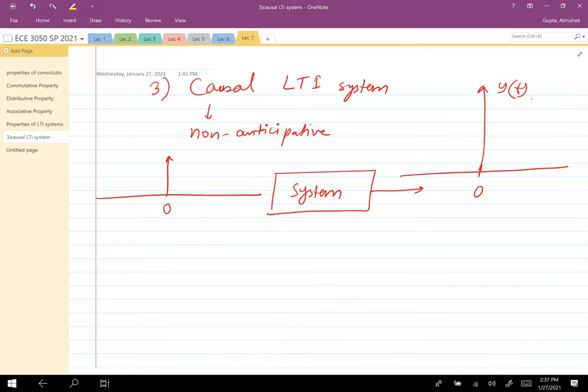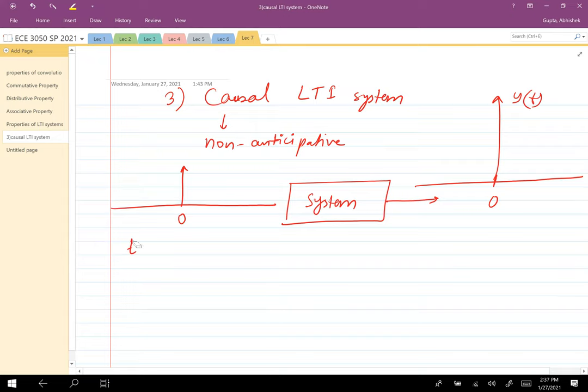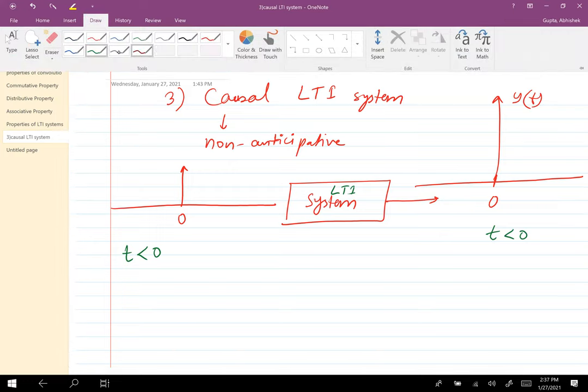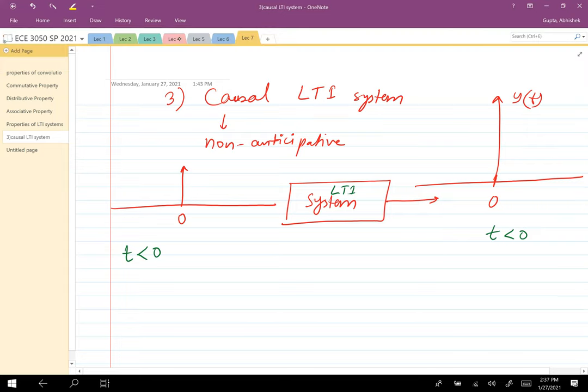Okay, so let's look at it this way. Let's look at time t less than zero. For all time t less than zero, which means from time going from minus infinity all the way to zero, the input was actually zero, and we have an LTI system here. So if the input is zero, what is the output going to be for this causal system? If x of t equals zero for all t less than zero, this implies that my y of t will be equal to zero for all t less than zero.